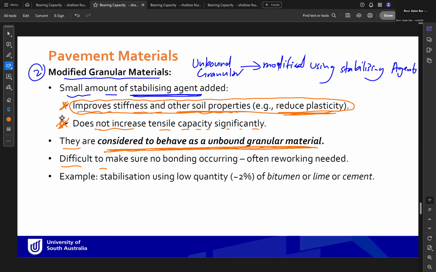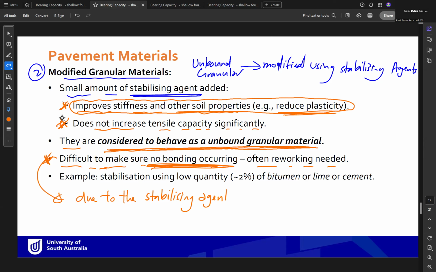So it is difficult to make sure no bonding occurs, and often reworking is needed. Sometimes it is difficult to make sure that no bonding happens due to the stabilizing agent, and the stabilizing agent is bitumen or lime or cement at a percentage of almost 2%.